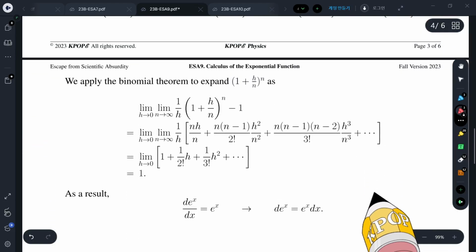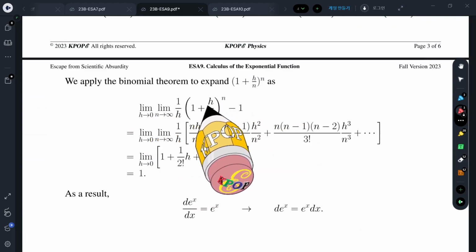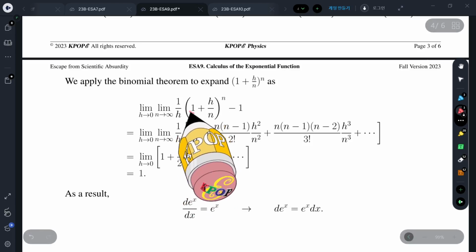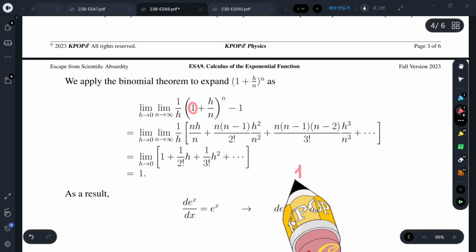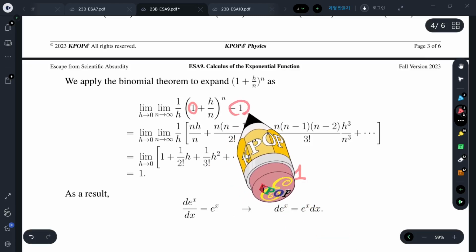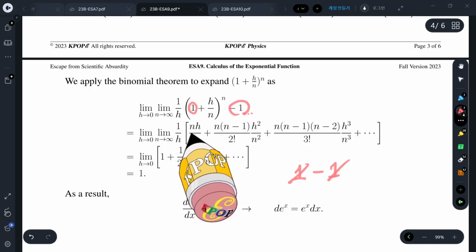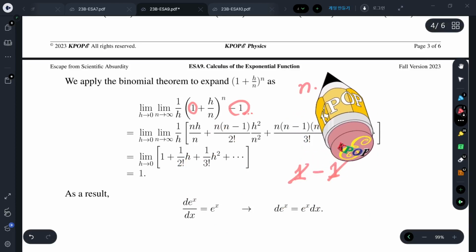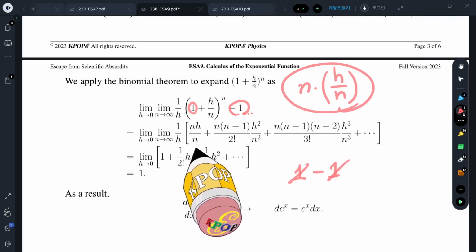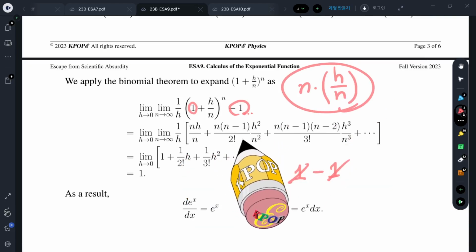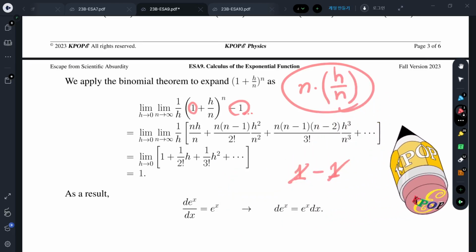We can again expand this using the binomial theorem. The first term is 1. However, we have subtracted 1, so 1 minus 1 cancel. Then the next term is n times h over n. The next term is n minus 1 divided by 2 factorial, times this squared, and so on.